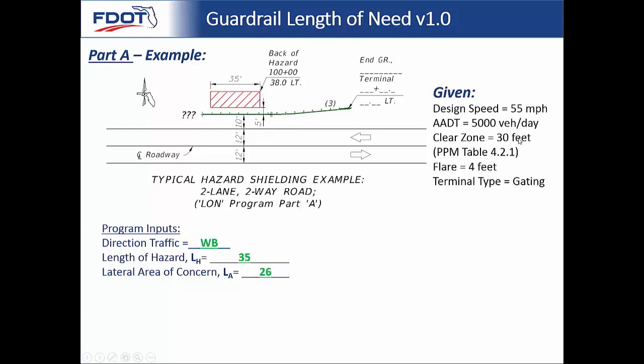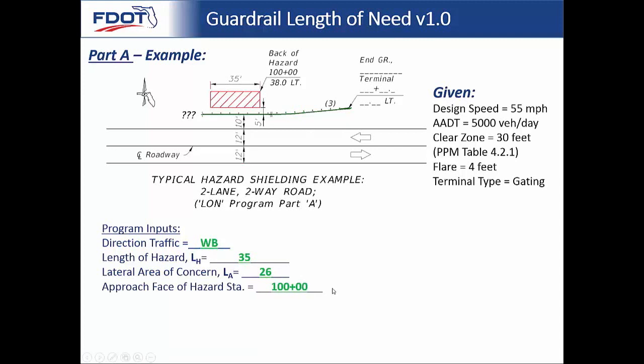Our clear zone is 30 feet. Now remember we said our lateral area of concern, you only have to design for the lesser of the two. So LA, the back of the hazard, is 4 feet closer than the back of our clear zone limit. And so to design the most efficient guardrail, we don't need to go to the entire extent of the clear zone. We just go to 26 feet. That could save us a decent amount of guardrail. So LA will be 26 feet.